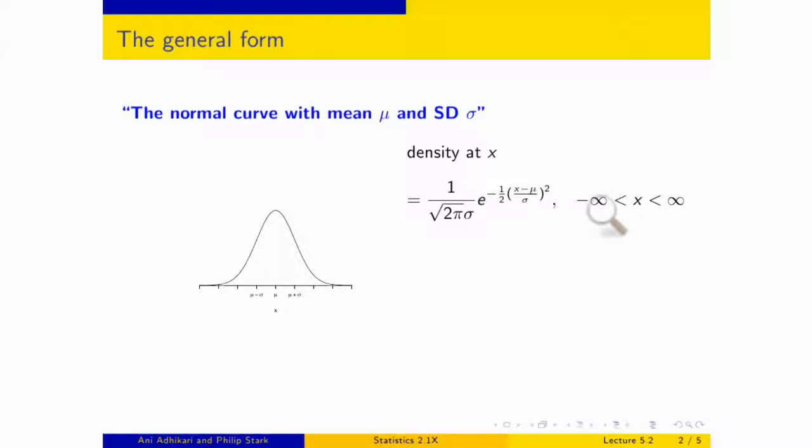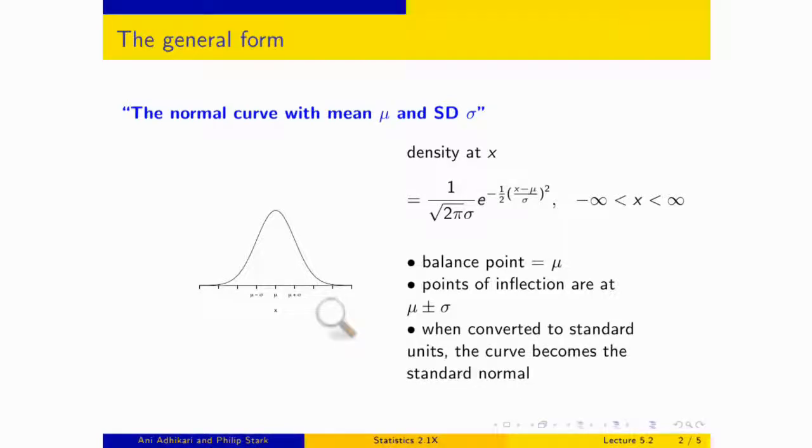This goes out from minus infinity to plus infinity, as did the original curve, but as with the original curve, the actual area that is visible, at least on this scale, is on a very limited range compared to the whole real line. What do we know about this curve? We know its total area is 1. We know its balance point is mu, we can see that. And the points of inflection are at mu plus and minus sigma. And if you convert to standard units, then you've got the standard curve that we've been looking at in the previous segment.